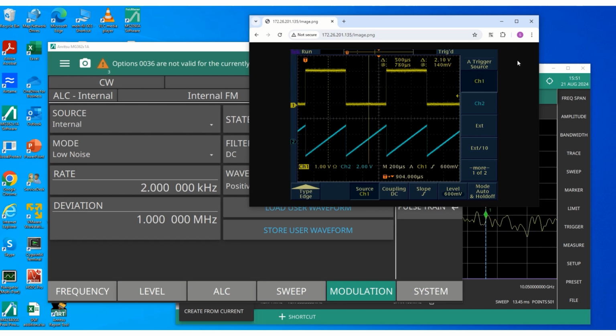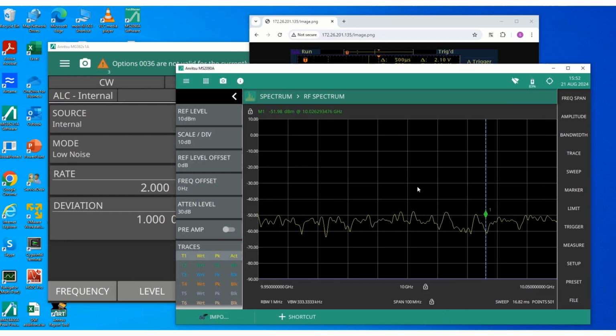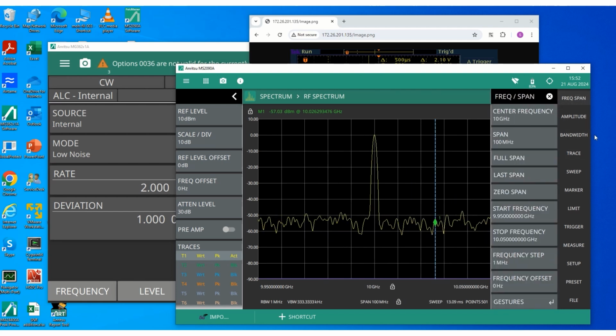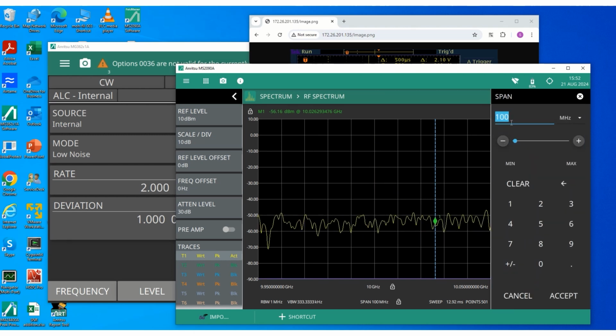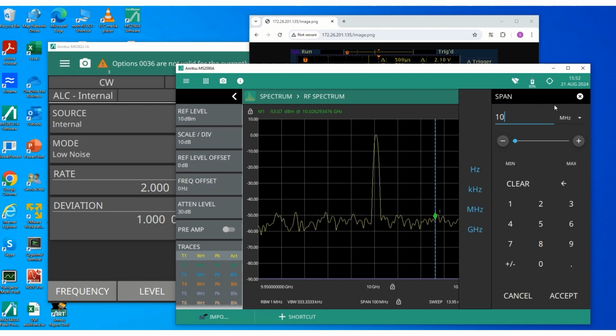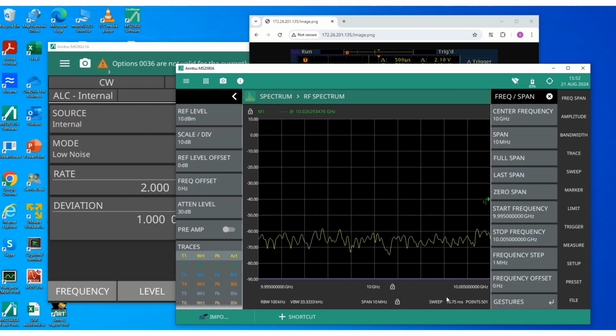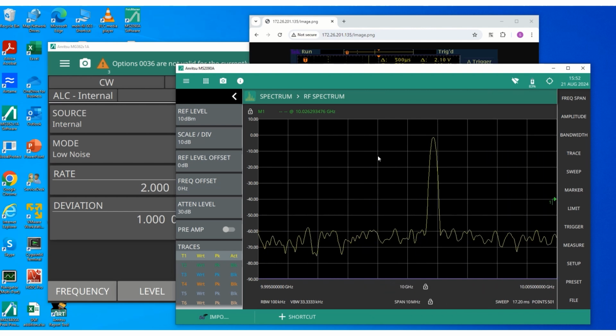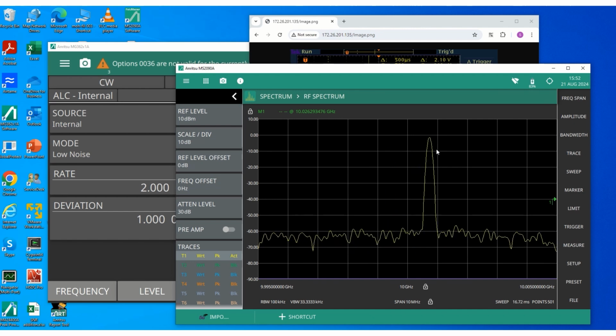Now let's see whether we see that FM modulation happening on the MS-2090 spectrum analyzer. And there you see the FM modulation. Right now the span is too large because our deviation, remember our deviation is 1 megahertz. So in order to see this, we are going to reduce the span to 10 megahertz, and there you go. You can see more clearly now the swing of the FM modulated signal, right?